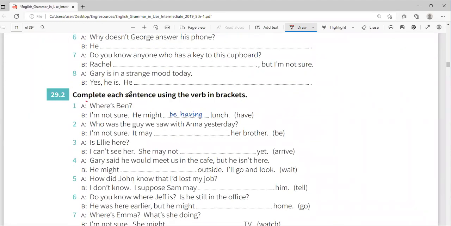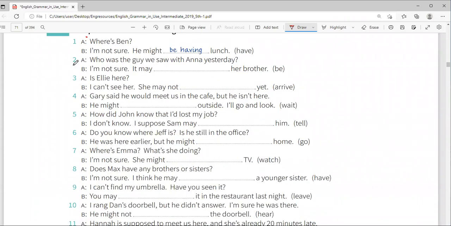Together. Complete each sentence using the verb in brackets. Where is Ben? I'm not sure. He might be having lunch. Because it is present, he might be having lunch. Yes, Amina, number 2.